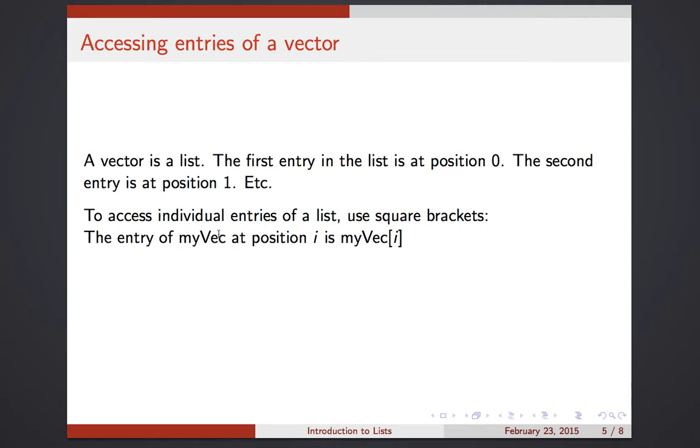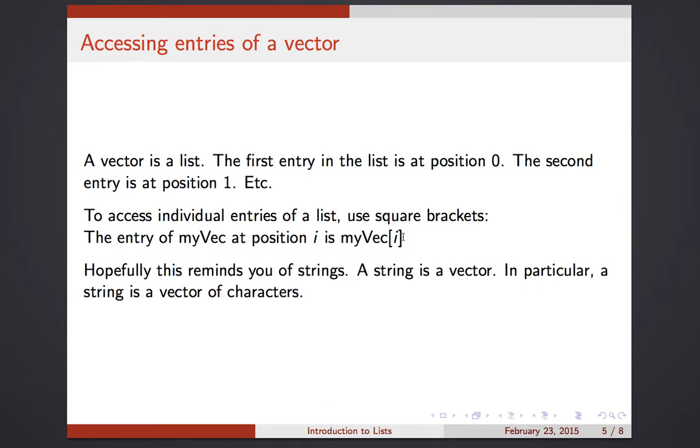Okay, if you want to get your hands on individual entries of a list, you use the square bracket notation that you used for strings. So whatever the name of your vector is, if you now do bracket i, it will return the entry of the list at position i. So myvec bracket 0 is the entry in the first position.